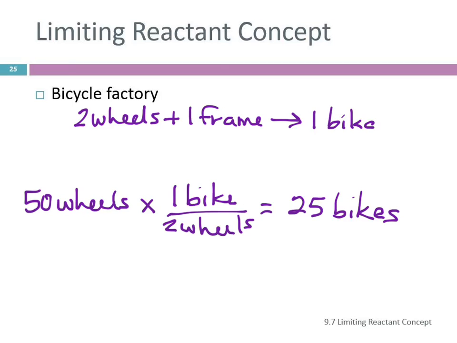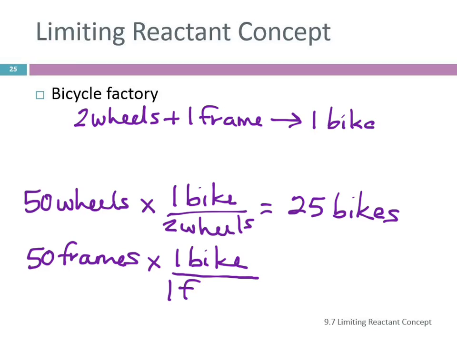Well, what if we had 50 wheels and 50 frames? How many bikes could we make if we had 50 frames, if we had enough wheels? 50. Because we get 1 bike from each frame. So 50 bikes. I almost wrote kites. Why?